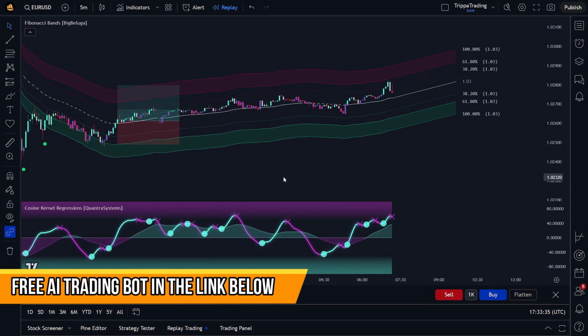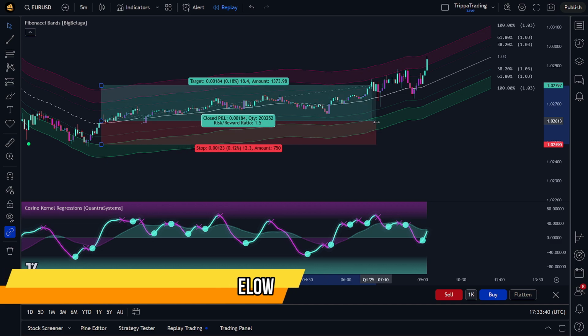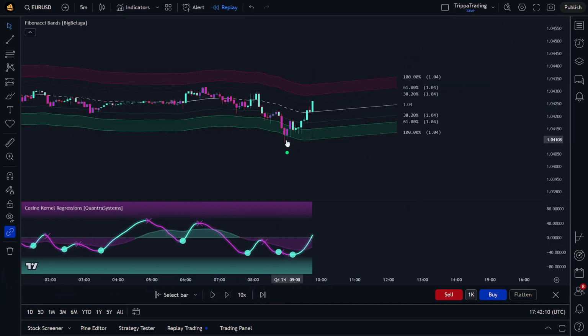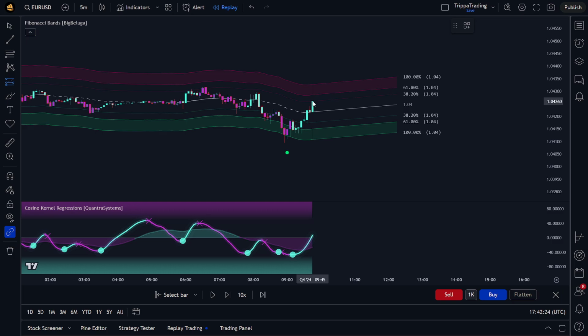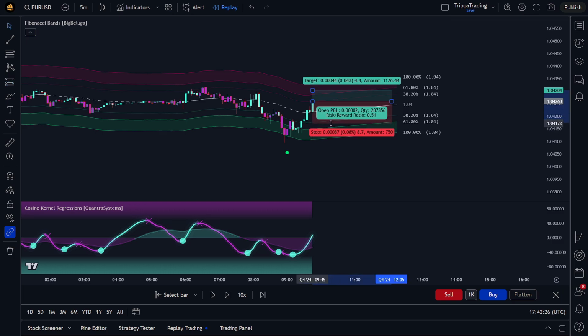Let's look at another buy example where this strategy gives us a perfect signal. On the chart, notice how we got a buy signal from the indicator here, and then the price crosses above the middle level of the Fibonacci bands. At the same time, the Kernel regression indicator's fast line turned sky blue, confirming upward momentum. This alignment of signals is exactly what we're looking for.